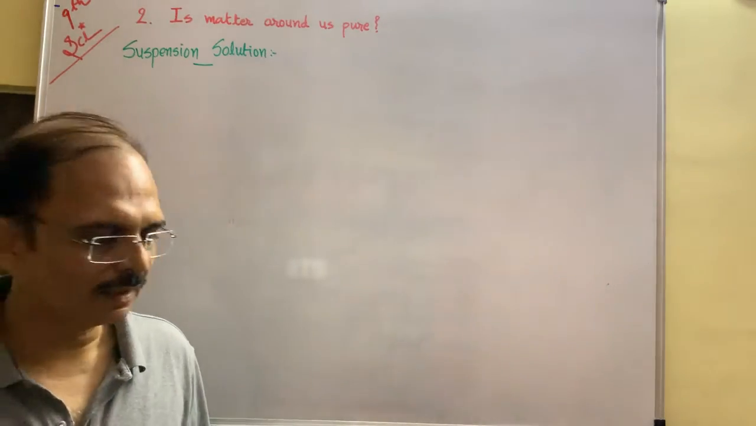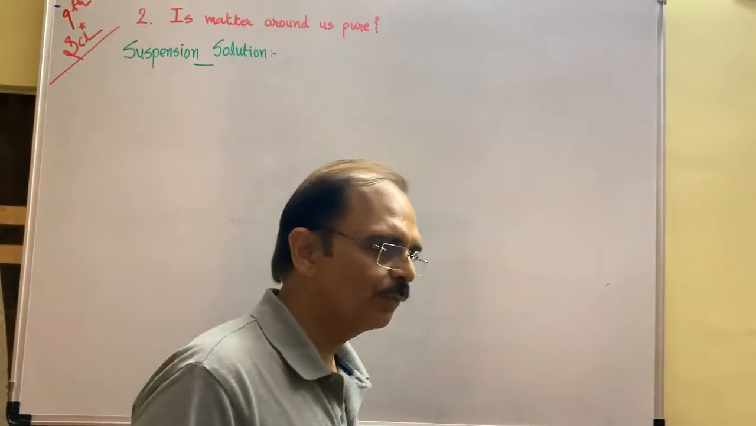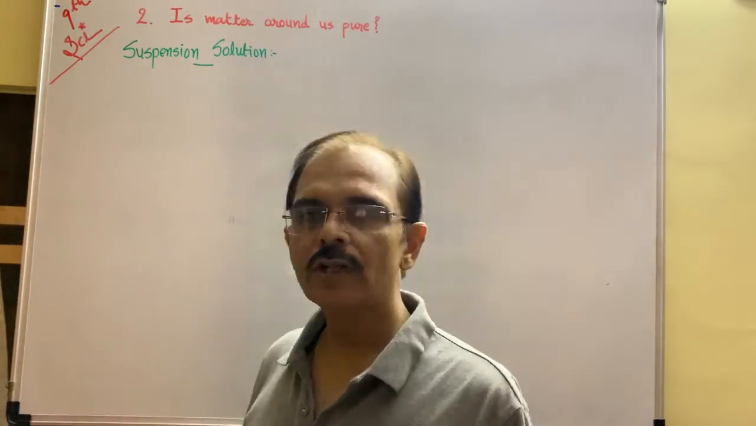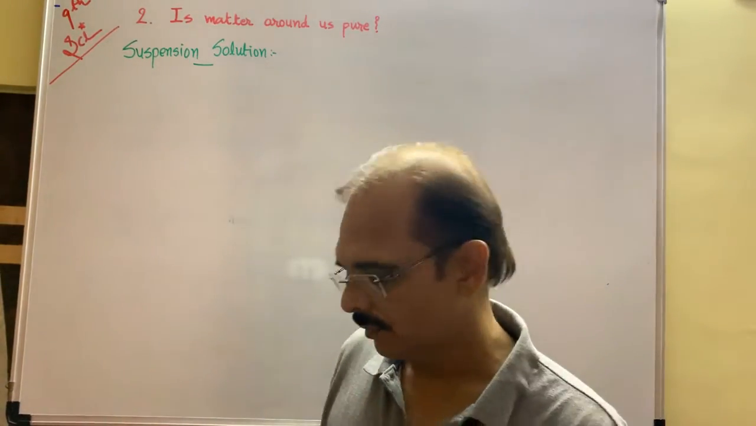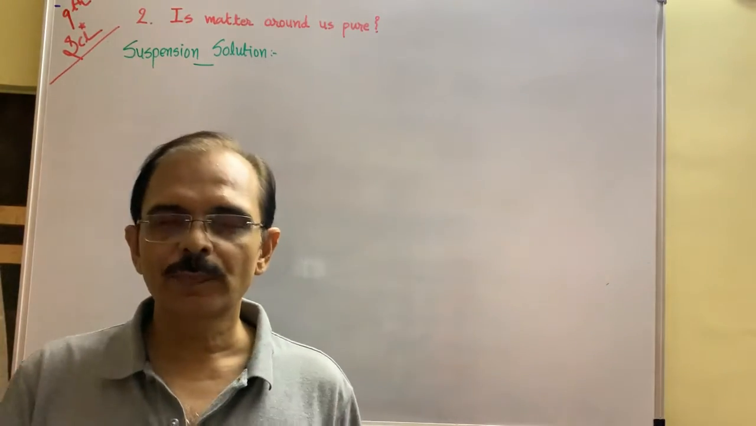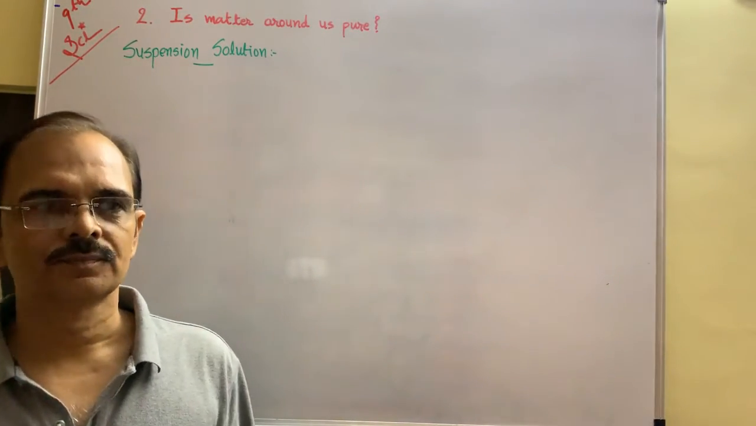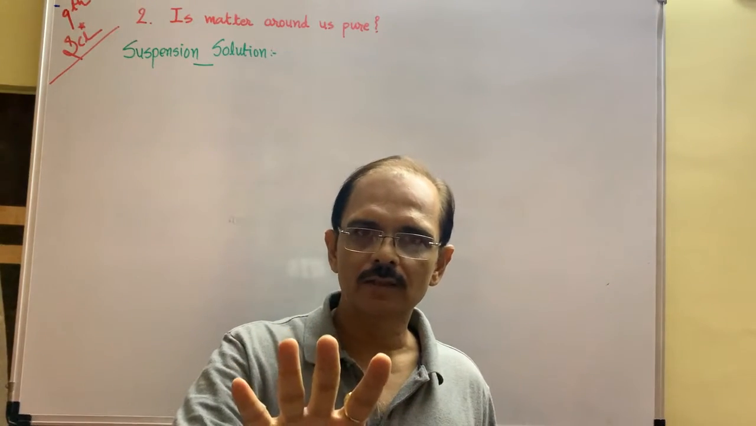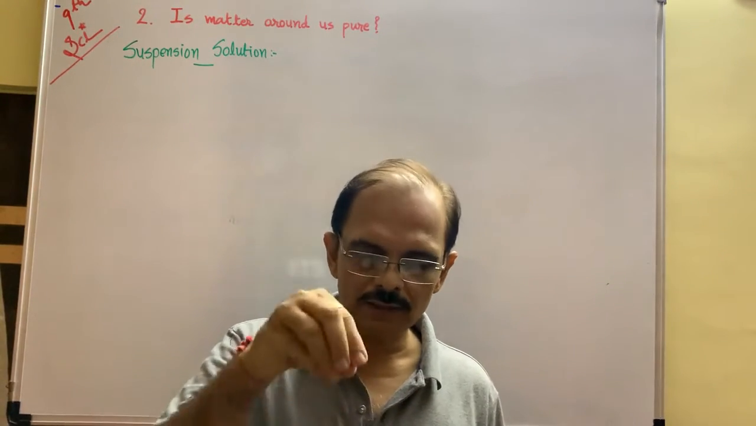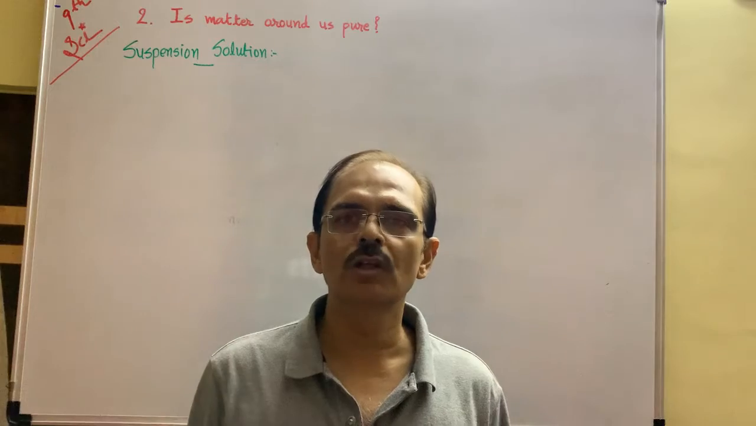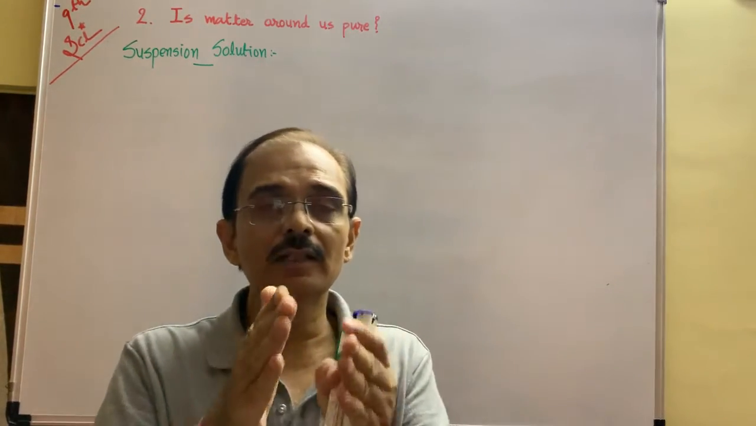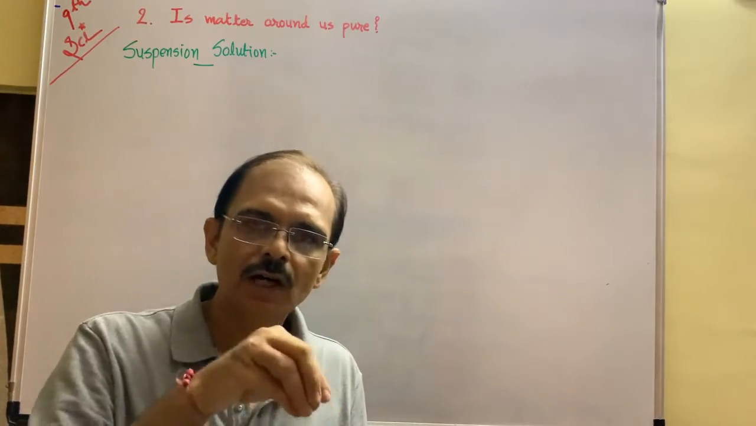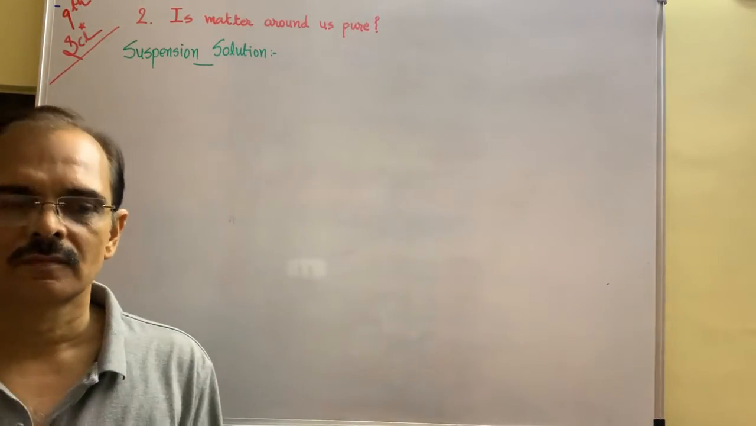Hello, now let us start a new topic, that is suspension solution. After colloidal solution, see the types of solution. Suspension solution means what? Solute particle, now you know solute particle means what? Solute particle is suspended in the solvent. Suspended means it does not dissolve, it remains as it is without dissolving.